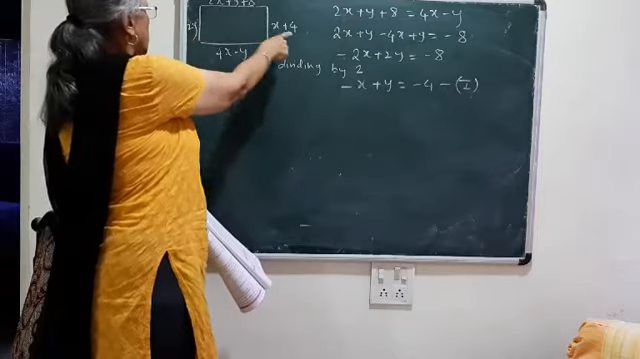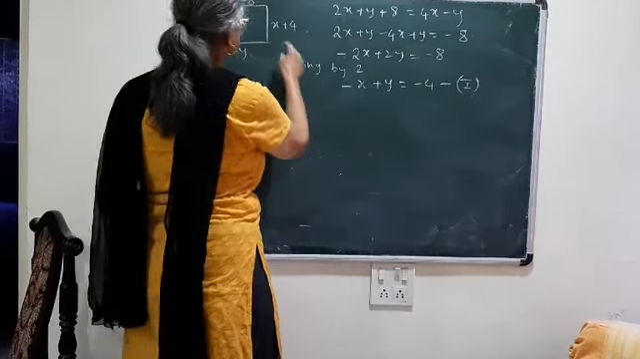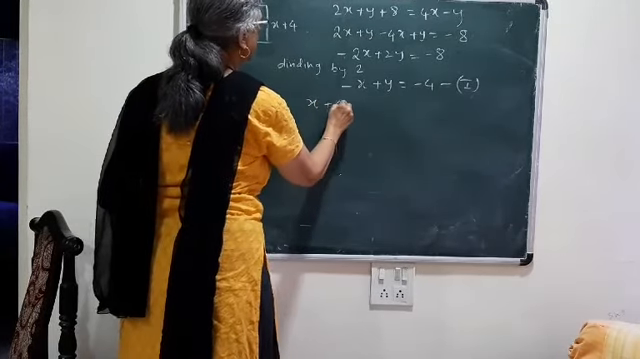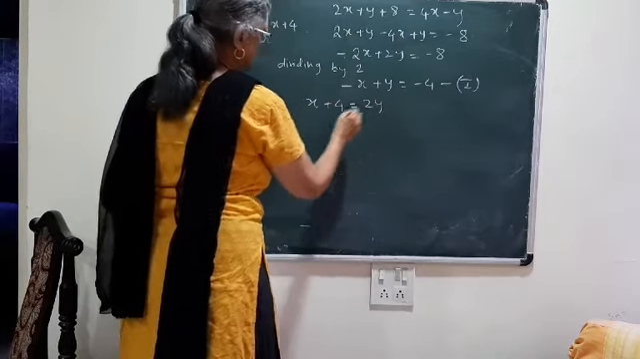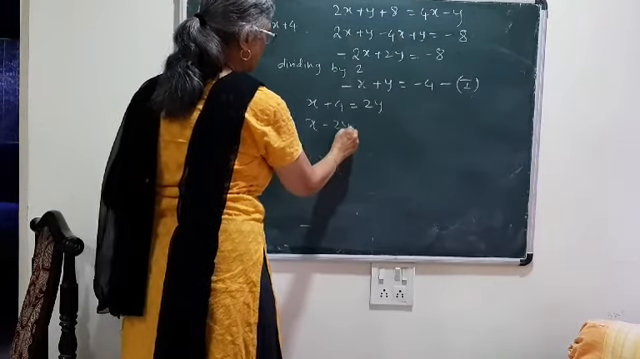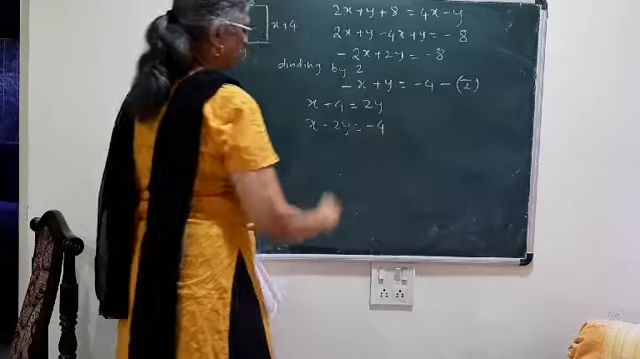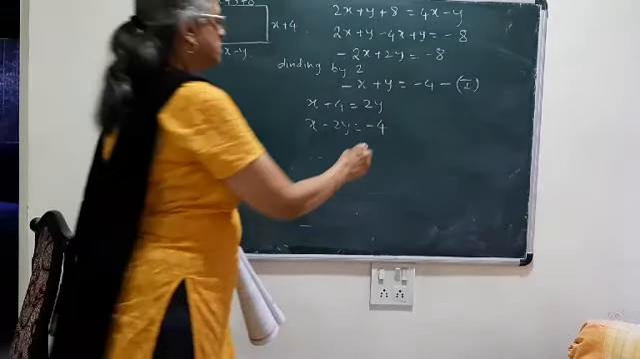Now these are the two opposite sides remaining. So here x plus 4 is equal to 2y. So x minus 2y is equal to minus 4. That is the second equation.